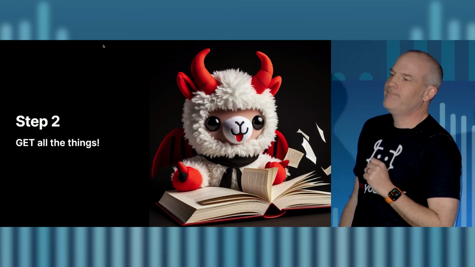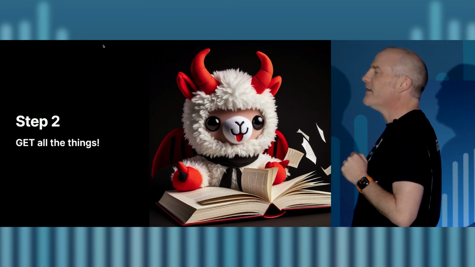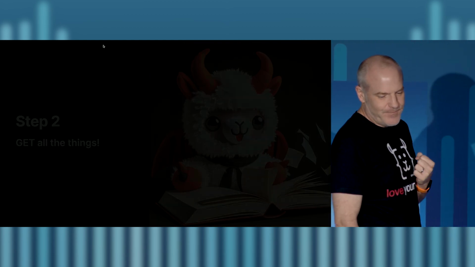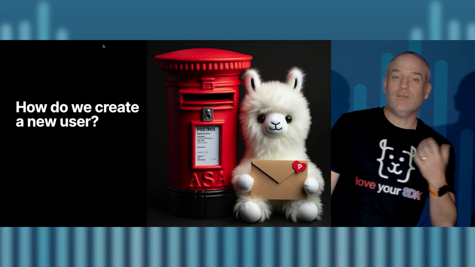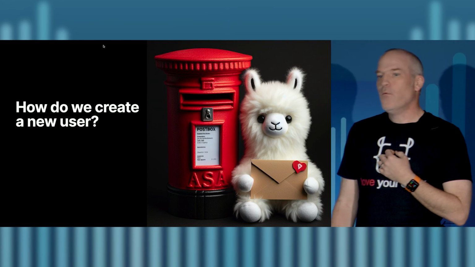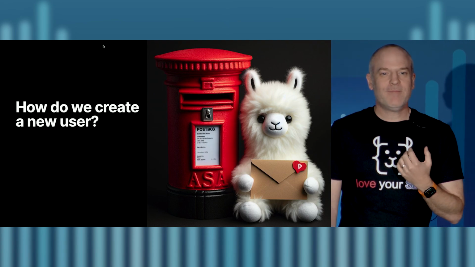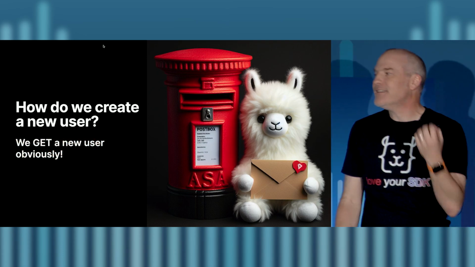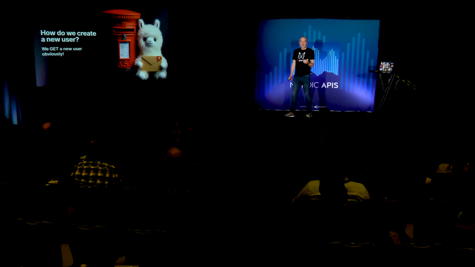Next thing, get all the things. This is how we build our API. We get all the things. So if I wanted to create a new user in my ticketing system, what type of API call would I make? A get, exactly. I would get a new user. That's how I would do it.